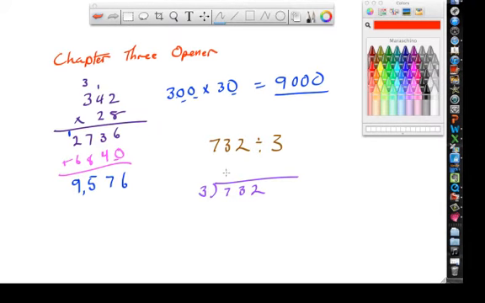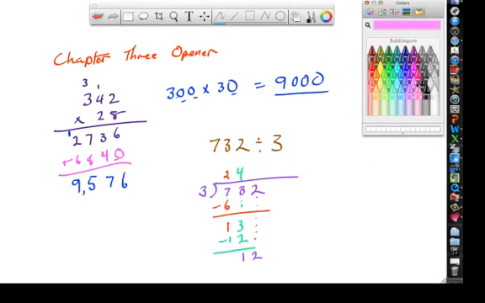3 goes into 7 twice. 2 times 3 is 6. And we subtract 700, take away 600, leaves 100. And we're going to bring down our 3. 3 goes into 13 4 times. 4 times 3 is 12. And we're going to subtract 13 tens, take away 12 tens, leaves 1 ten. And then I'm going to bring down my 2.